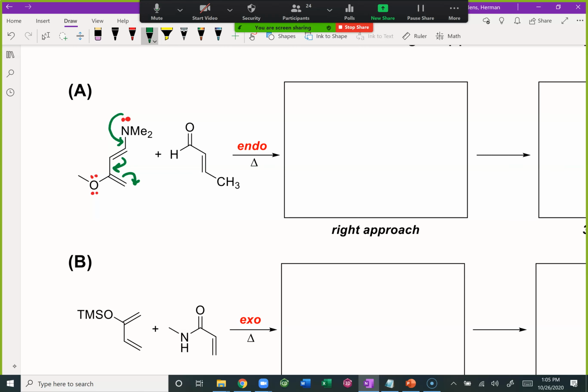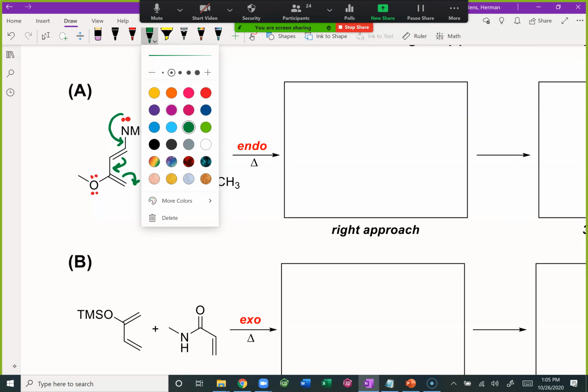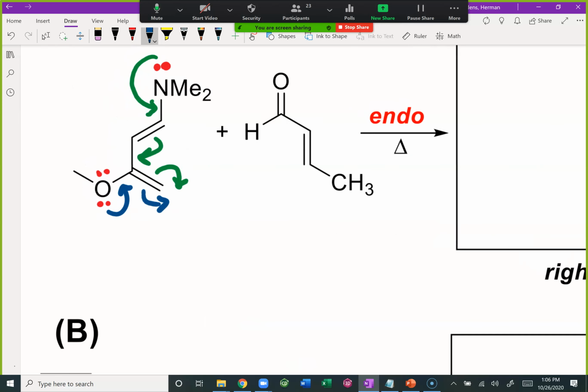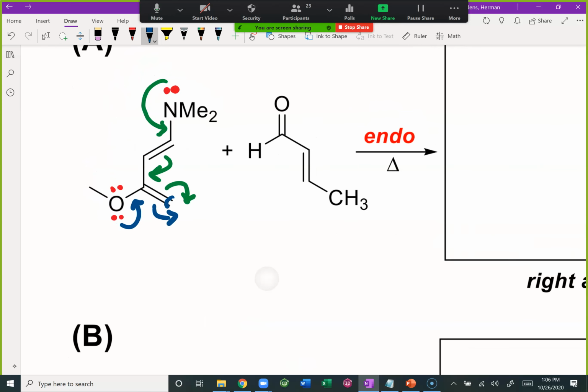All right? Then I'm going to switch pens. I'm going to do the same thing with this oxygen. I'm going to go there and here. And notice that means this carbon right here is my electron rich. All right, I'm going to delete that because I need space.